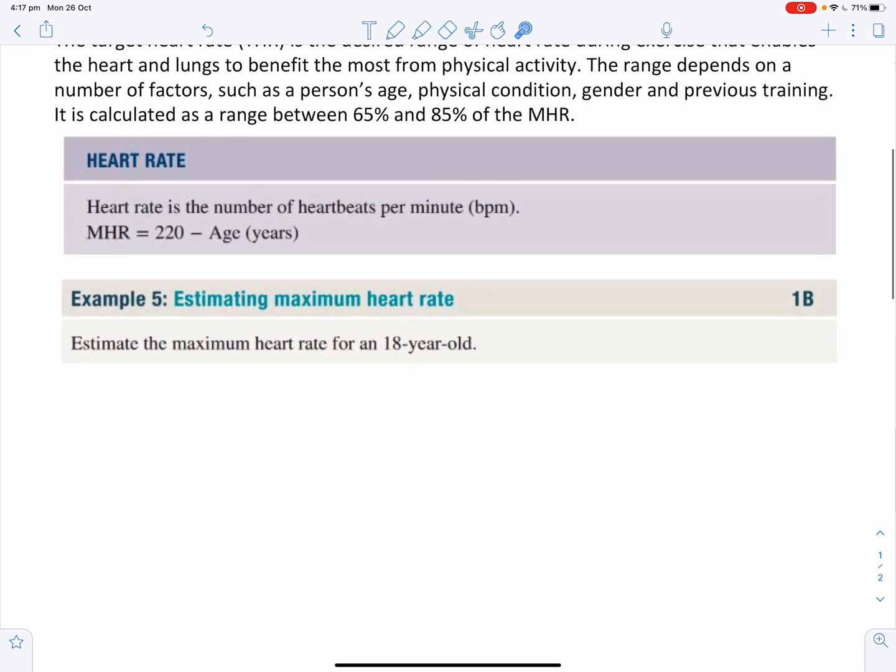The first example says estimate the maximum heart rate for an 18-year-old. So let's go straight into that formula. MHR equals 220 minus 18, because 18 years old. So the MHR would be 202.